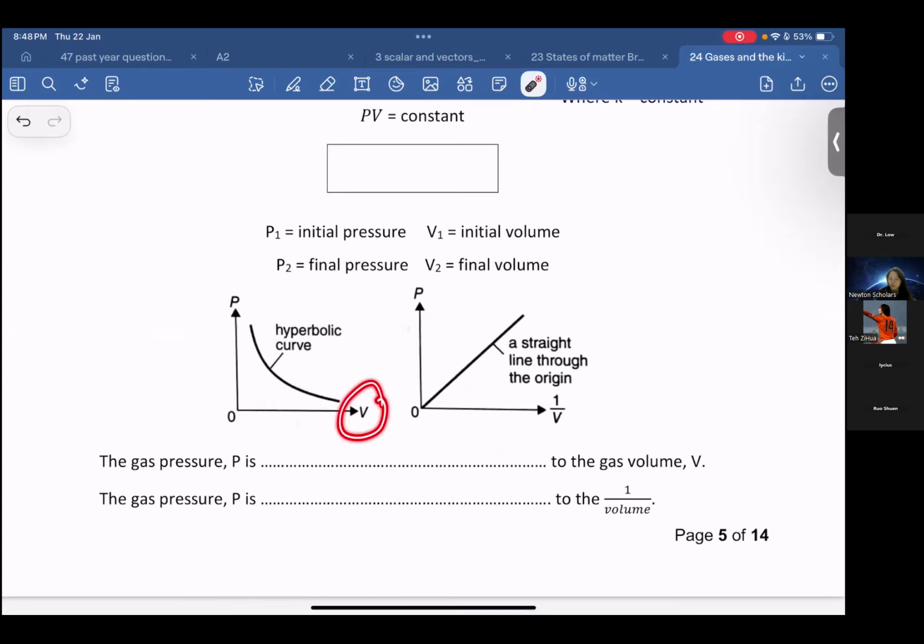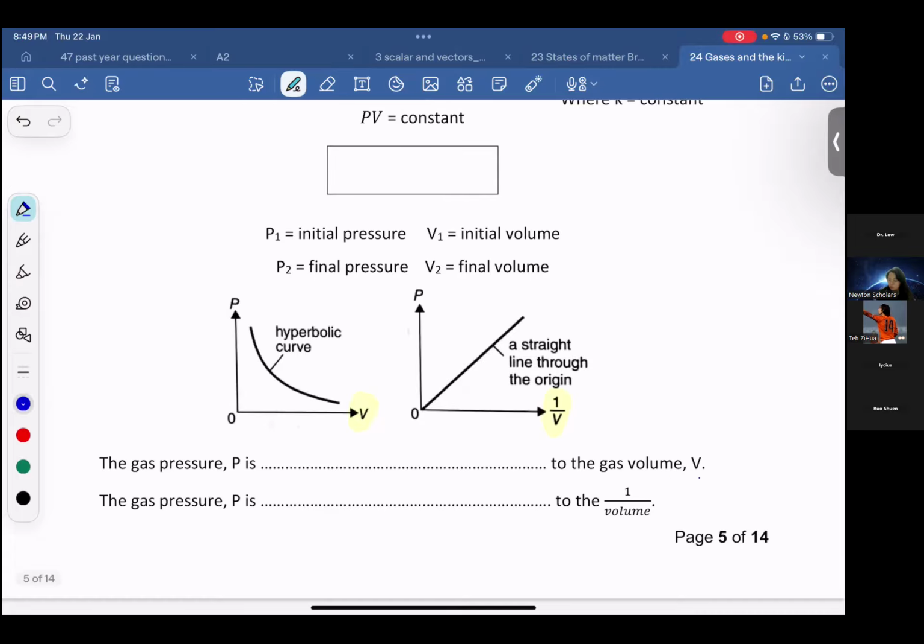Okay, but from this graph, we cannot get a formula. If we want to get a formula, we need to have a straight line. How do we make it become a straight line? So they convert V to 1 over V. Take the data of V, then 1 over the data, and we will find that at the end the graph becomes a straight line passing through the origin. A straight line passing through the origin, do you know what their relationship is? Can any of you type in the chat box? Okay, for P, it is what to the volume?